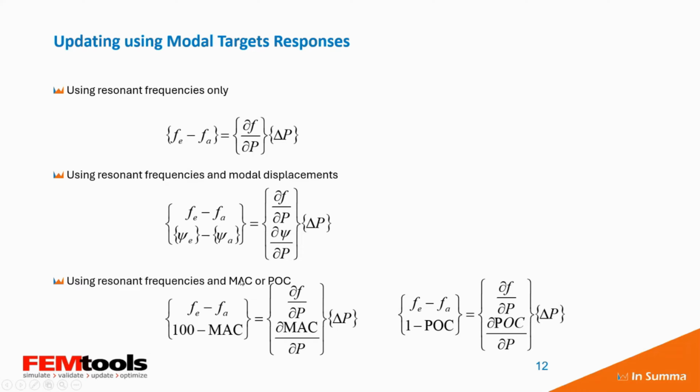So we can create these expressions for whatever responses that you want to include. So here it is with the modal displacements. Here we include the MAC, which is a measure of modal correlation, and we can also include orthogonality. So this is our base equation. So we are assuming a linear relationship between parameter and response, which in reality is nonlinear. So this means we will need an iterative approach.